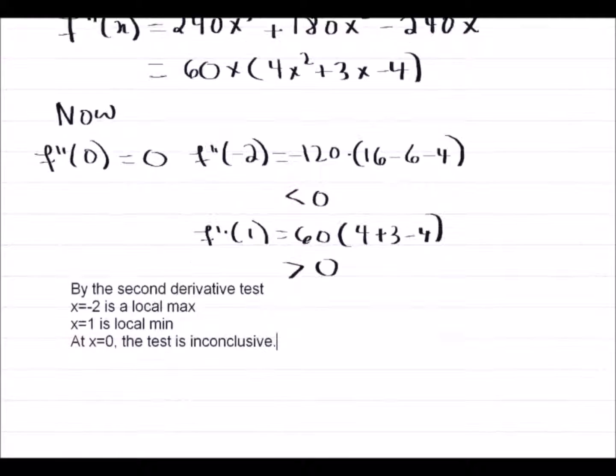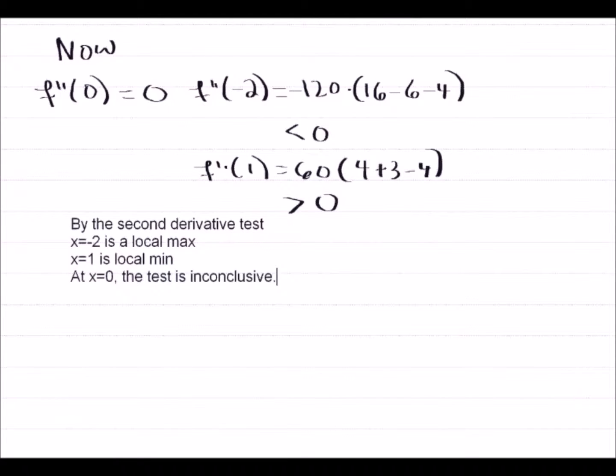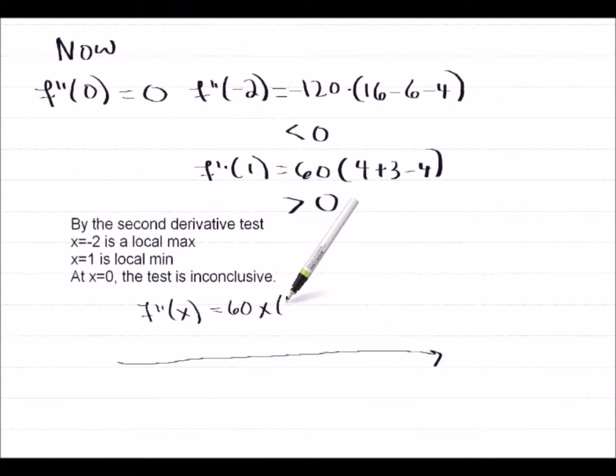So how do we know what happens at 0? Do we stop there? Is there no way to tell? There is a way to tell. So at 0, what we can do is look at f prime prime and see if there's a change in curvature for f. So what I can do is study the sign of f prime prime. So let's write down f prime prime again. F prime prime of x is 60x times 4x squared plus 3x minus 4.